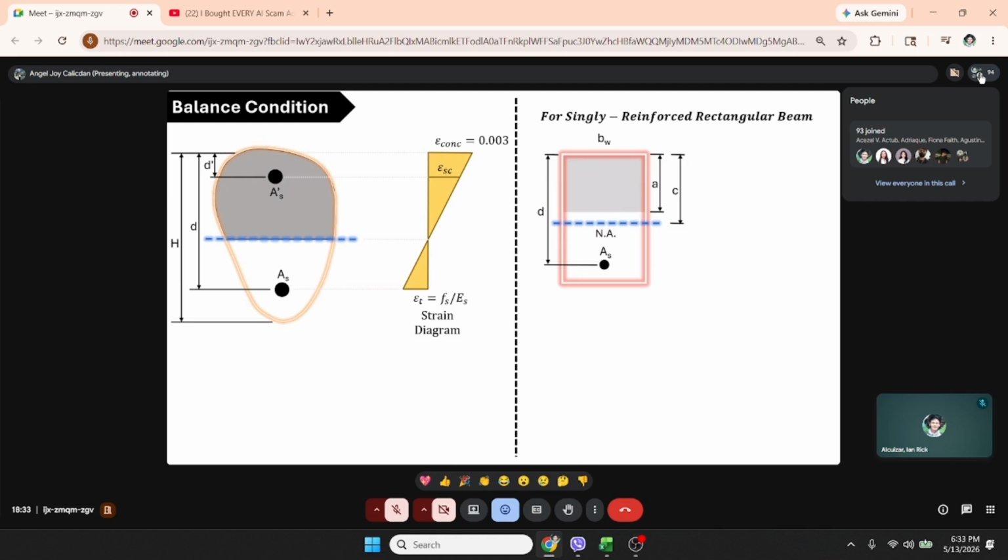So, as mentioned earlier, there are compression controlled or tension controlled sections. Sometimes a problem will ask you to solve for the limits like at balance condition, at maximum, or tension controlled. So, we will run through them now. So, for balance condition, again, in the balance condition the concrete strain and the reinforcement strain reach their limits simultaneously.